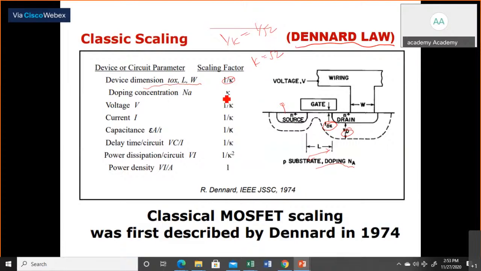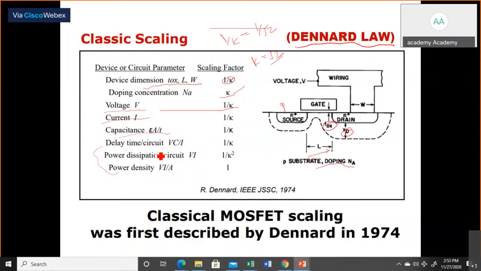And the doping concentration is increased. If you go from one technology to another technology, root 2 times the doping concentration needs to be included. Otherwise, there will be a problem in these junctions, and it will lead to a higher leakage current. Similarly, other parameters are voltage, current, and capacitance. These are the basic parameters, and based on these parameters, the performance can be judged.